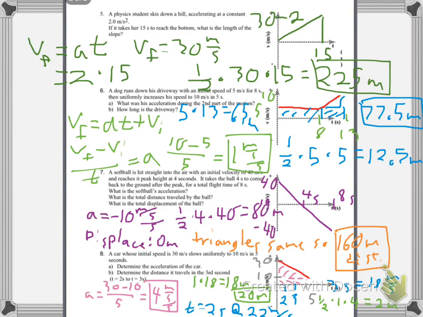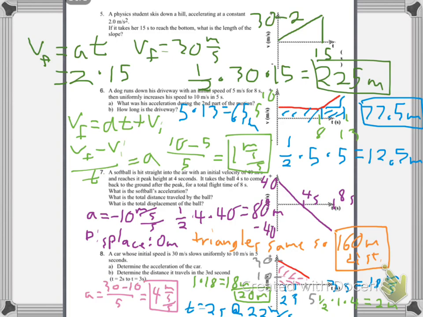So now we want to know how long the driveway is. We're going to have 3 shapes to add up here, but we can really break it down into 2. We have one long rectangle for the 5 meter per second line, which goes all the way out to 13 seconds. So when we multiply our base times our height, we get 5 meters per second times 13 seconds, and we will have 65 meters.